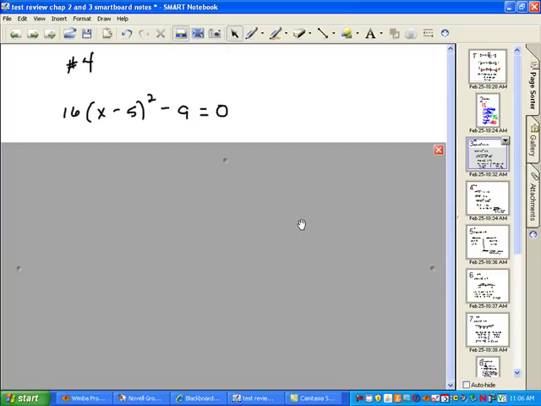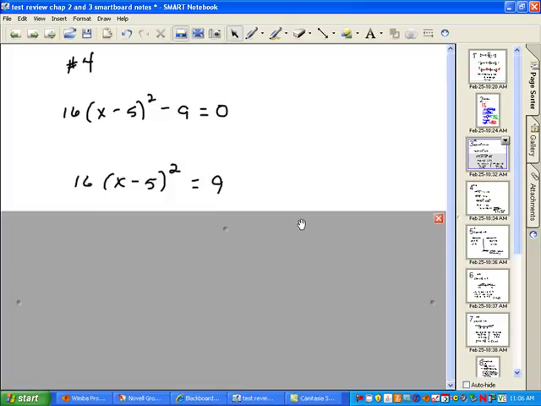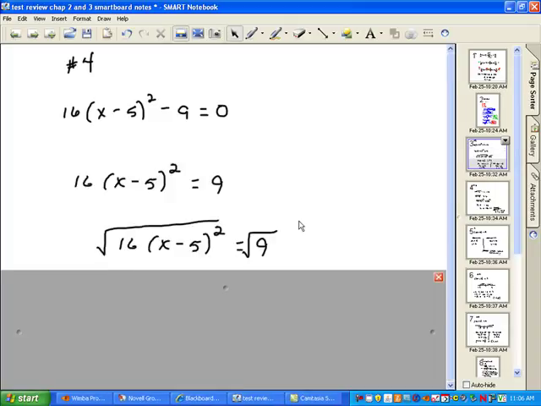This one is number 4 on your test review. It's also quadratic because it has a square, so you could multiply everything out and use the quadratic formula. But this one also has things in it that are perfect squares. 16 has a square root, x minus 5 squared has a square root, and 9 has a square root. So what we would want to do first is move the 9 to the other side, and then take the square root of both sides. Now you have to be careful here because the square root of 16 times x minus 5 squared is actually 4 times x minus 5. And the square root of 9 is actually plus 3 and minus 3.